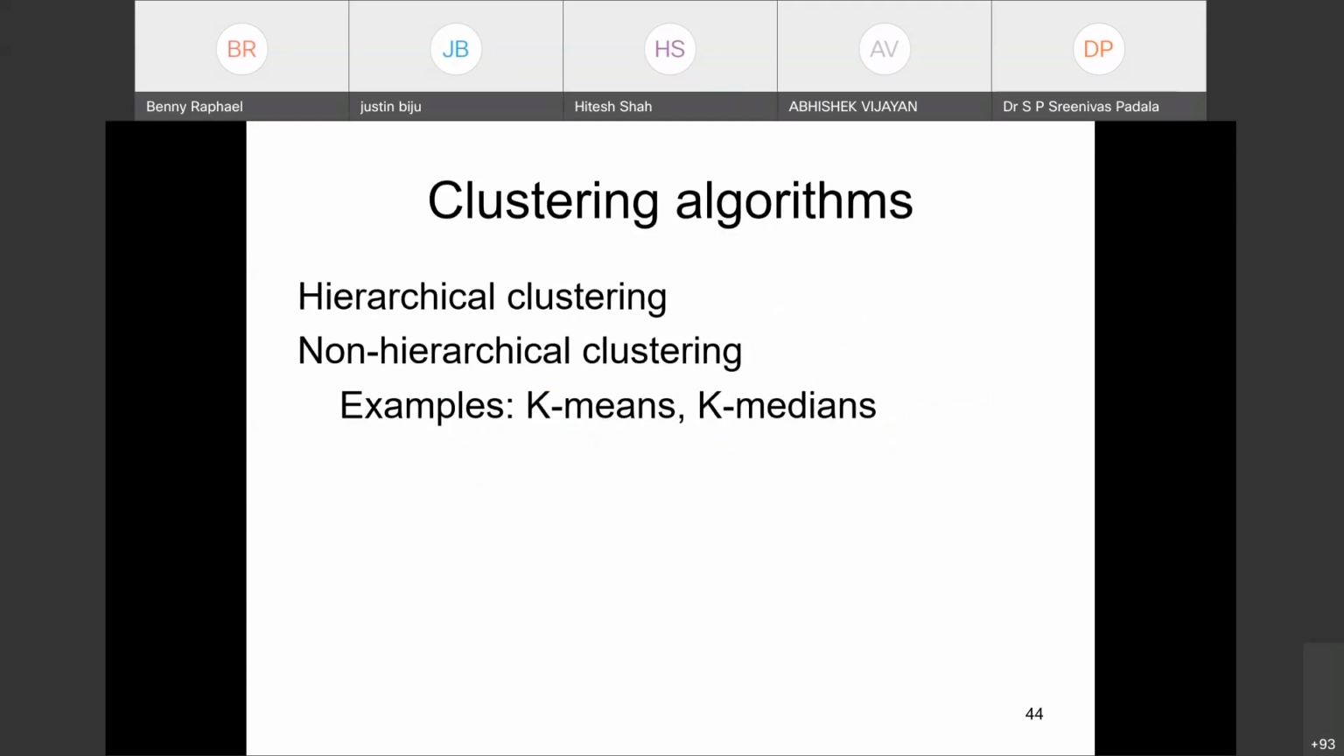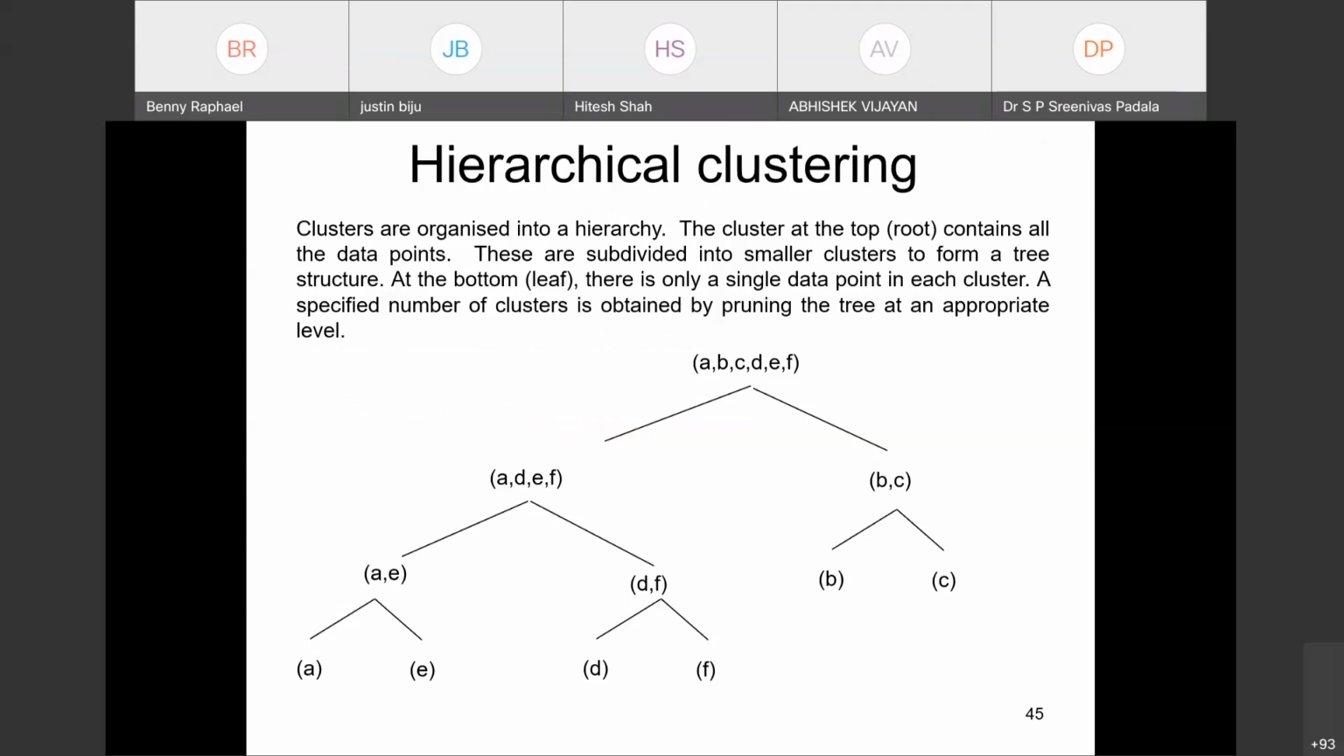There are many algorithms for clustering. There is hierarchical clustering and non-hierarchical clustering. These are the two main types. In non-hierarchical clustering, the most common is k-means clustering. I will explain both the types. These are simple algorithms, which again you can even do manually if you like, or you can write simple programs for doing this. So in hierarchical clustering, we start with a flat list of all the data points.